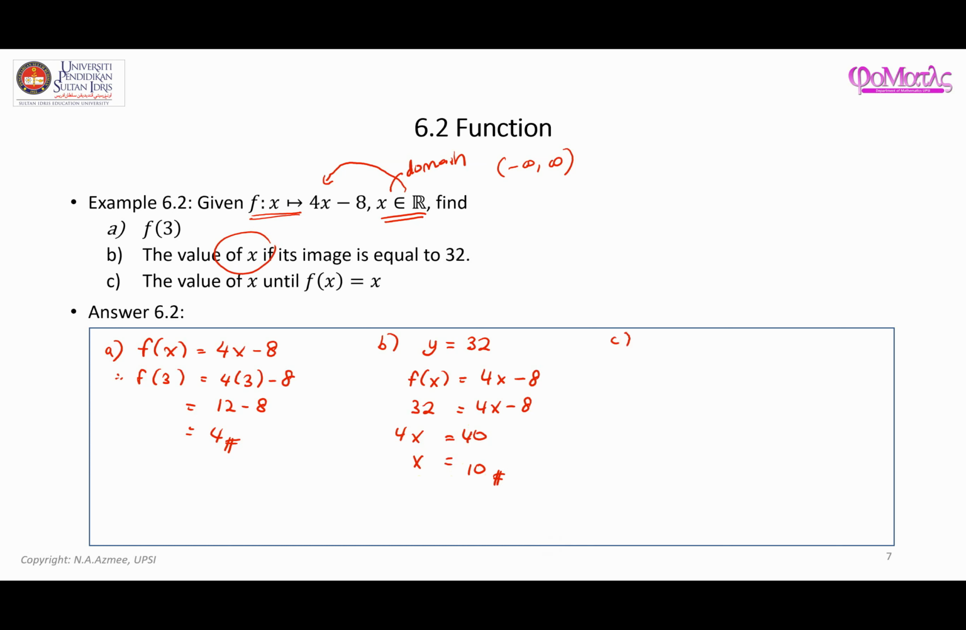Now for question C, find the value of x where f(x) is equal to x. So here I will have this equation, f(x) is equal to x. What is f(x)? You can substitute 4x minus 8 is equal to x. Now 4x minus x is equal to 8. 3x is equal to 8. x must be equal to 8 over 3. So when x is 8 over 3, f(x) will also be 8 over 3.